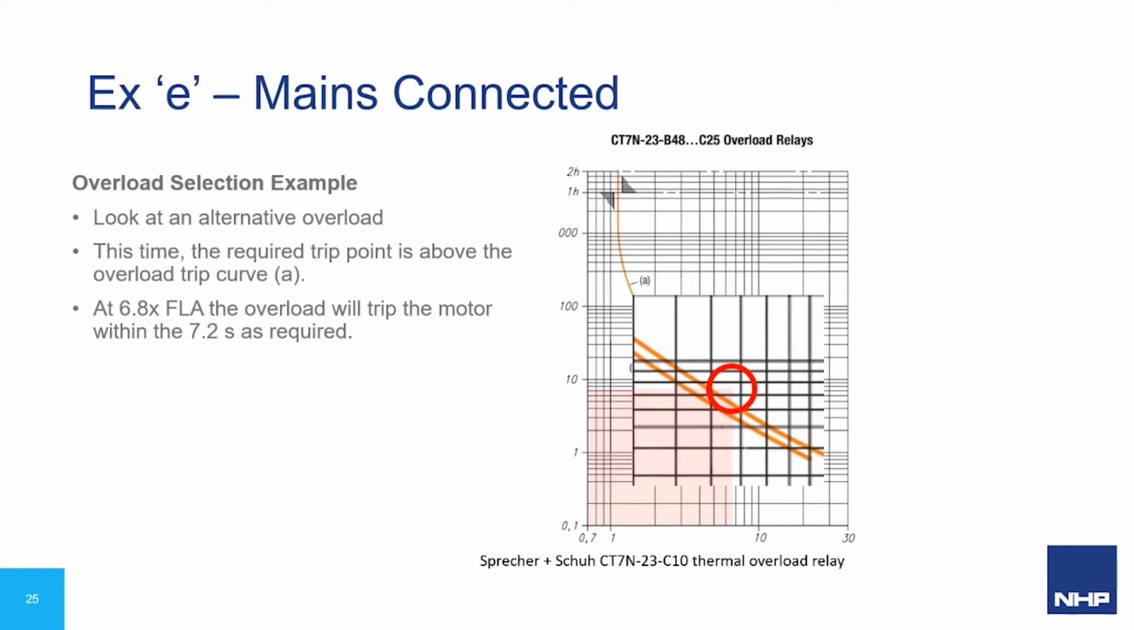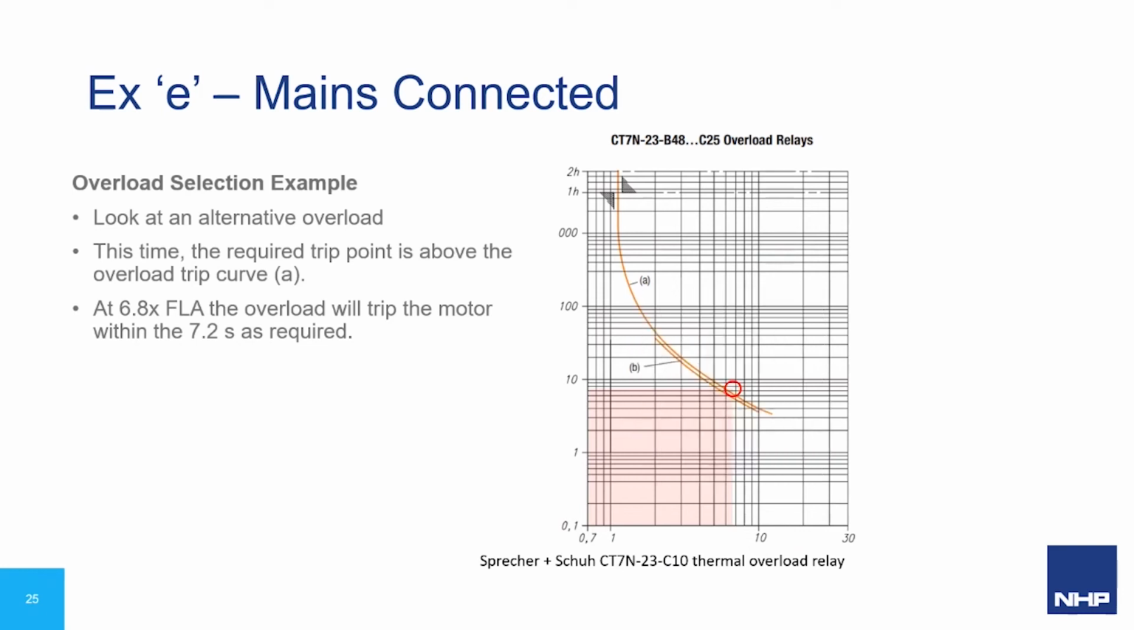Now just note, this thermal overload has the capability of detecting a phase loss condition and will trip in less time as indicated by the lower curve there labeled B. So this just means that the relay also satisfies the general requirements of 7 for phase loss protection, and you'd be able to use this overload for this application.